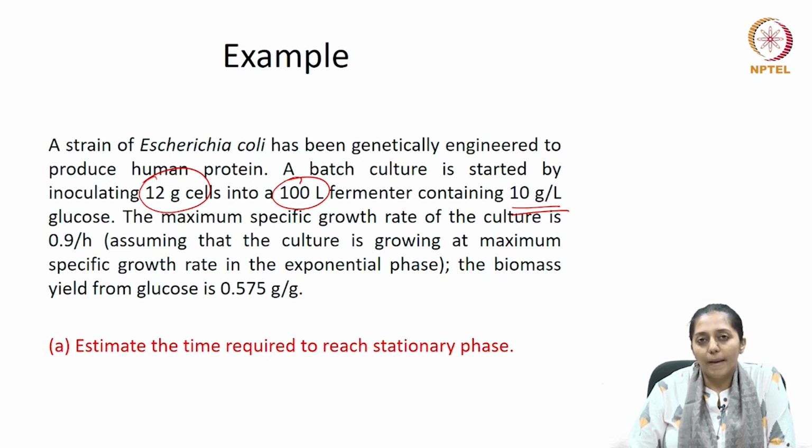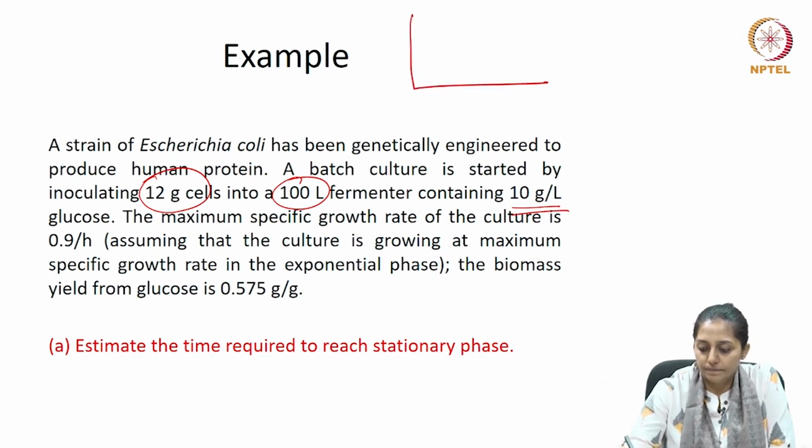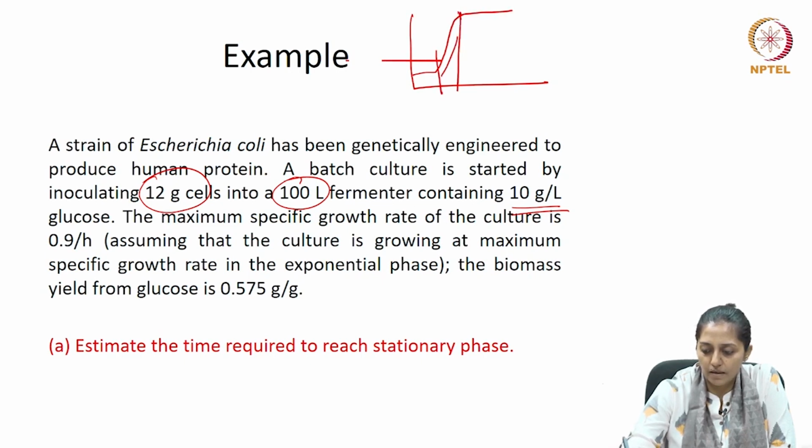So, students, if you remember, when does a culture reach the stationary phase? If you remember the batch growth curve, the exponential phase starts and it reaches the stationary phase once the substrate is depleted. This is our exponential phase, and the culture is growing at its mu max. So, we can assume it is a constant slope. So, this is our mu max.